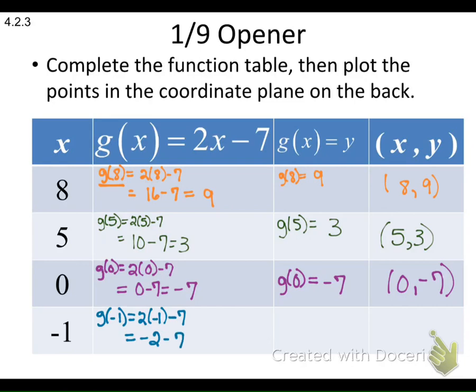Okay, and then what's -2 minus 7? -2 minus 7 is -9. Okay, then how do I write my output answer? g(-1), because that's what we put in for X, equals -9. And then my ordered pair, Michael? (-1, -9).